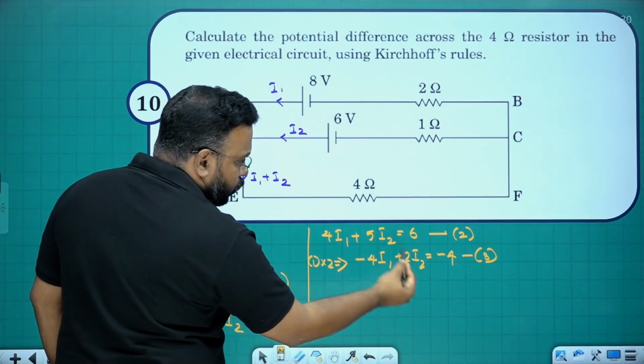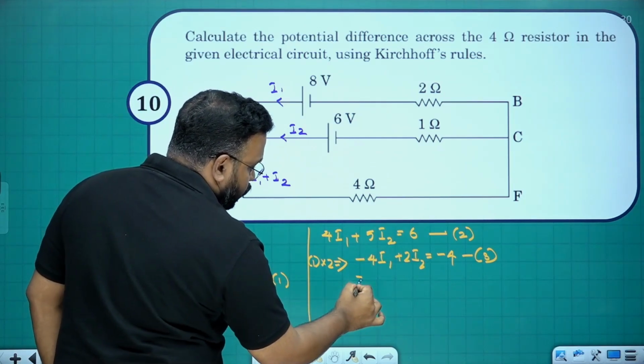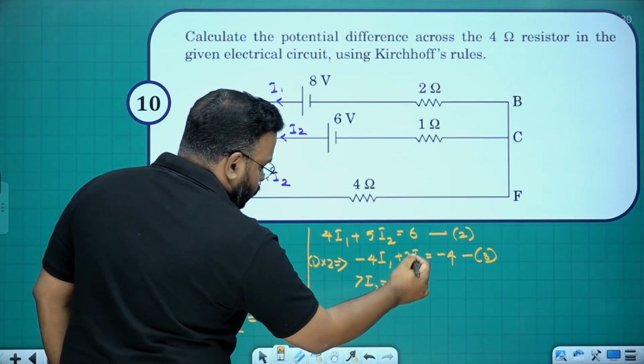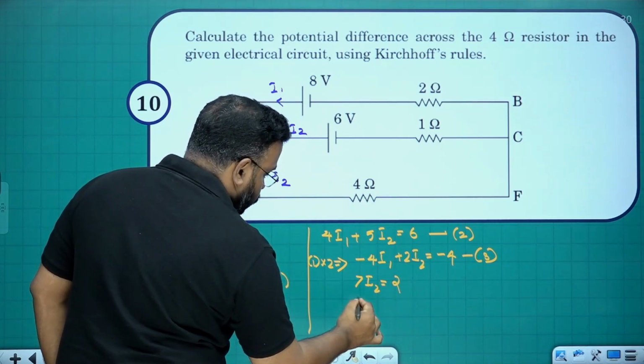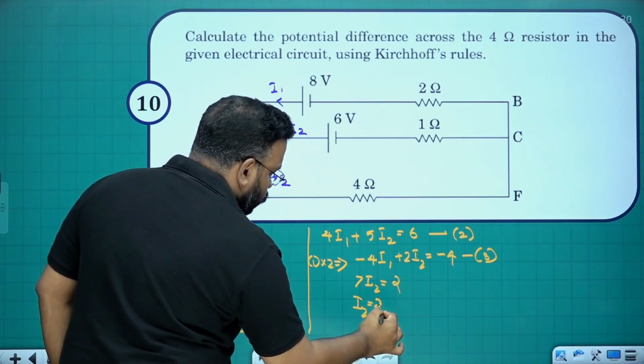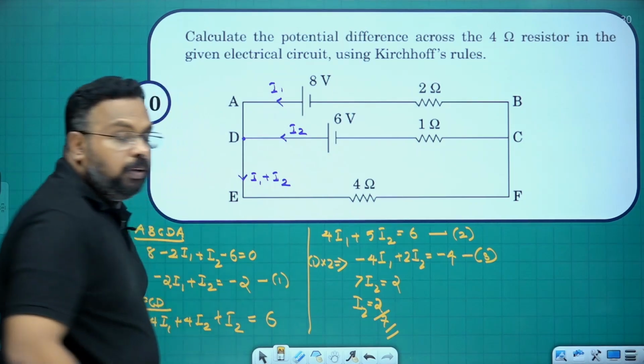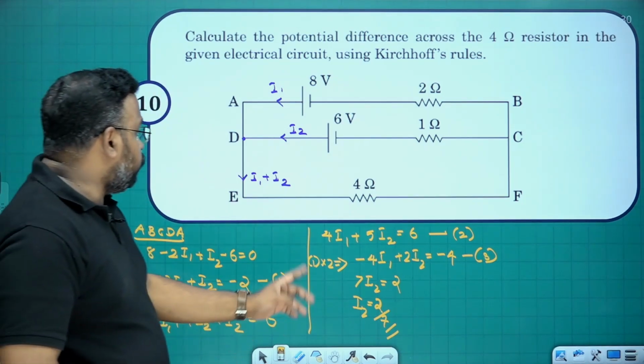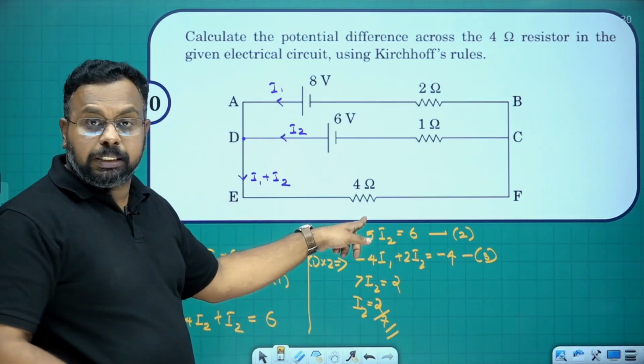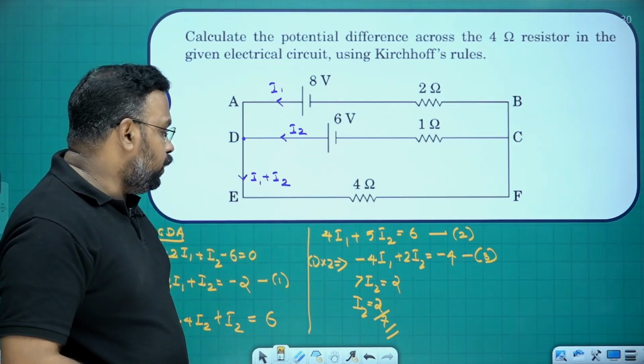4I1 minus 4I1 will become 0. 5I2 plus 2I2 is 7I2 equal to what? 6 plus minus 4 will become 2. So I2 is equal to 2 by 7. We got I2 value. Now we need to find I1. Then only we can find I1 plus I2, and I1 plus I2 into 4 will give you the final answer.